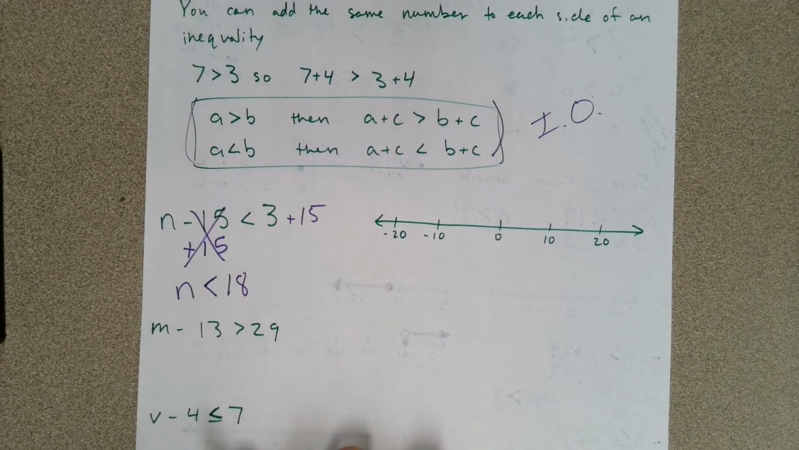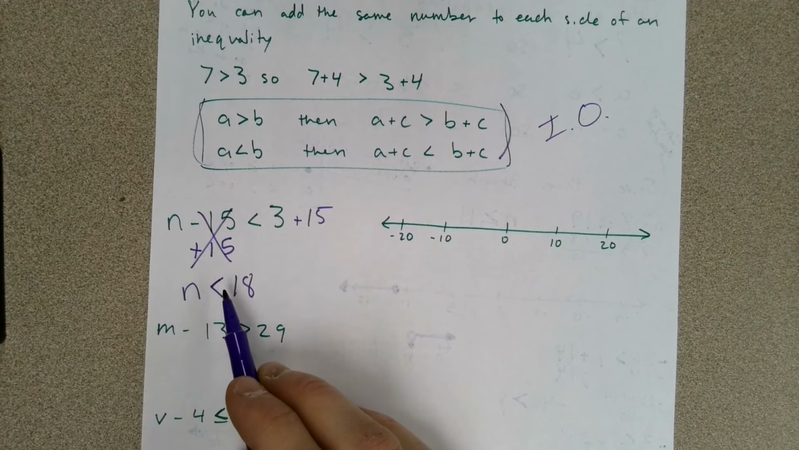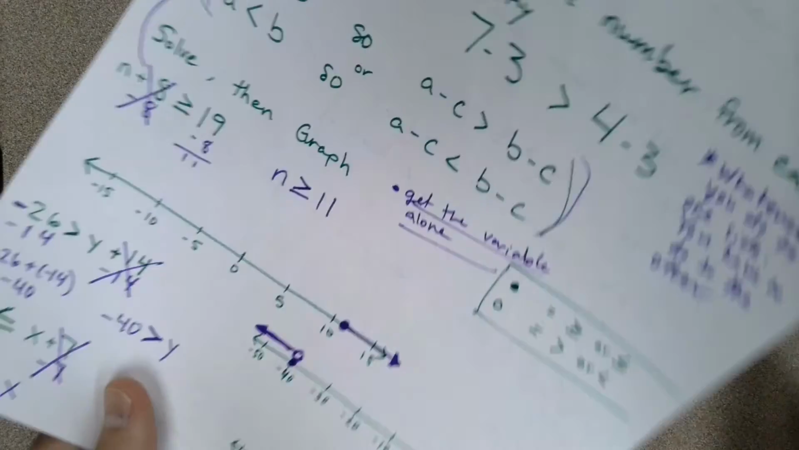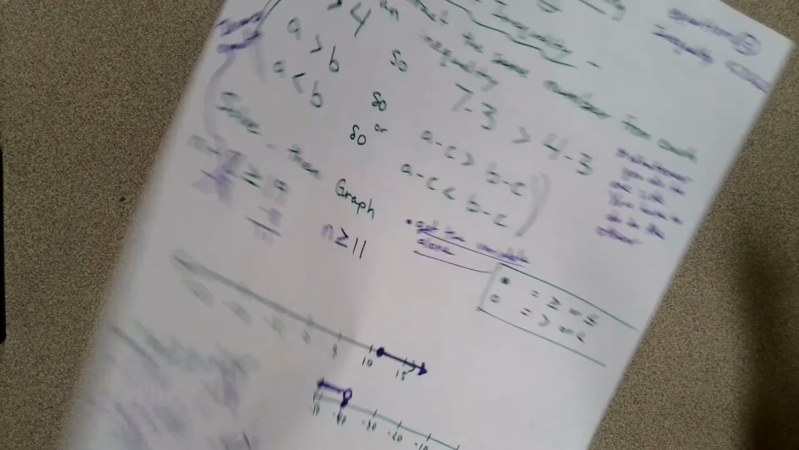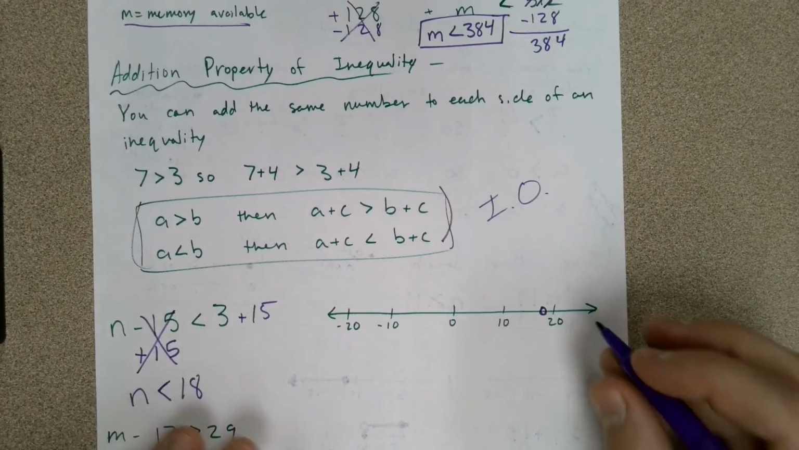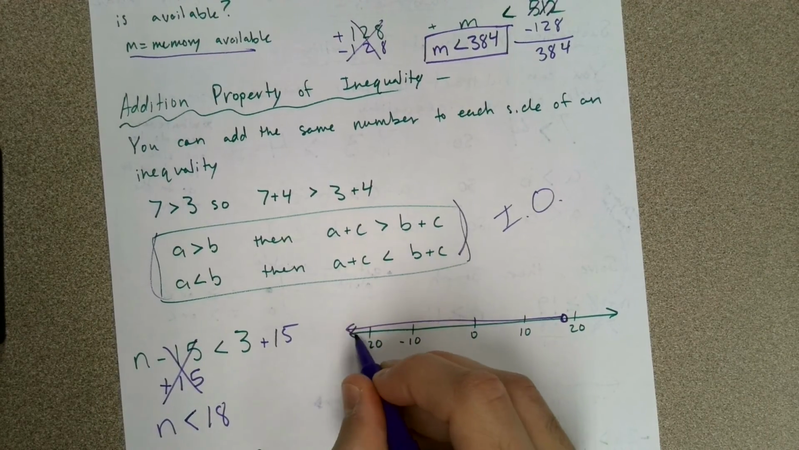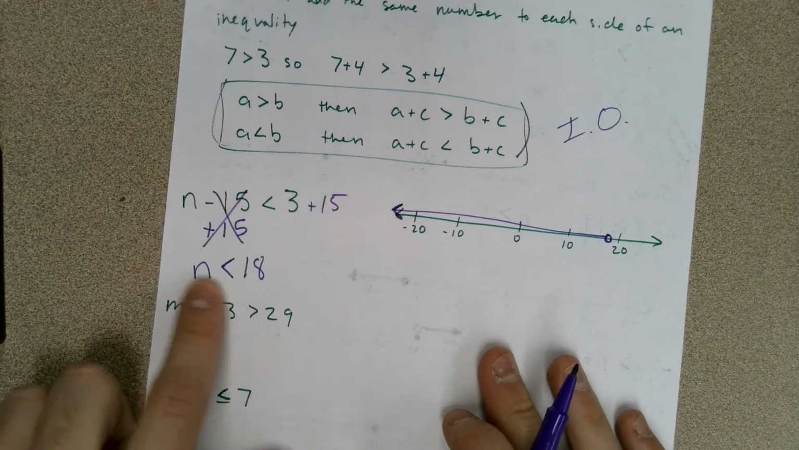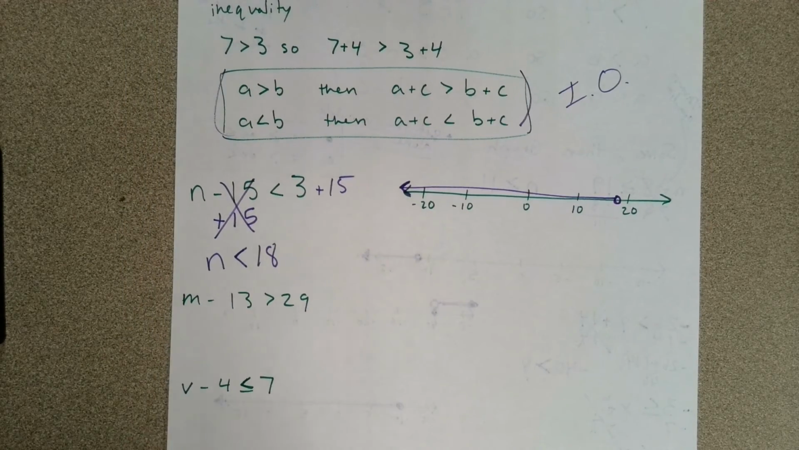I'll graph this one more time for you. n is less than 18. I mark 18 on here. Is it going to be filled in or open? If you don't know, go back to your chart. I see it is going to be open because it's not equal to. n is less than 18. That means n is going to be moving this way, going smaller. n is less than 18. Say those out loud when you're graphing them, and I'll help you out.